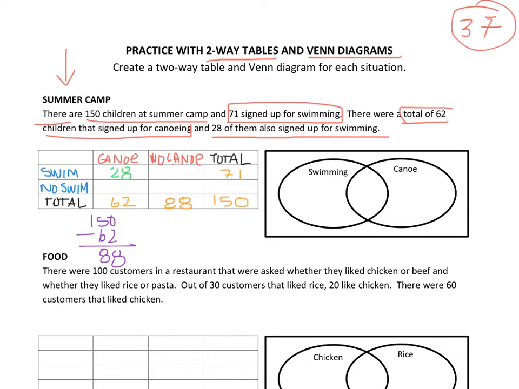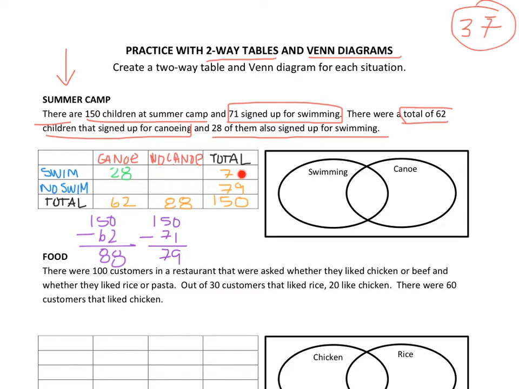And we can do the same thing to figure out how many kids are not swimming by taking 71 away from 150. So again, we take 150 minus 71, which is 79. That means I've got 79 here. All right, so now that we've got these totals, can we figure out another value? How about kids who didn't want to canoe?